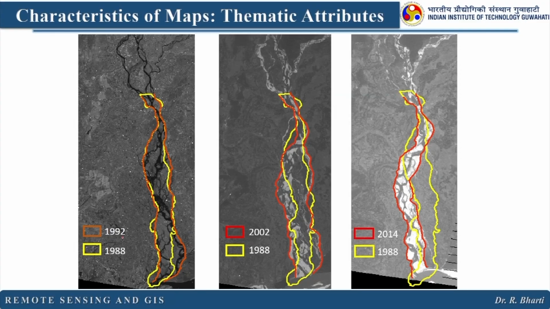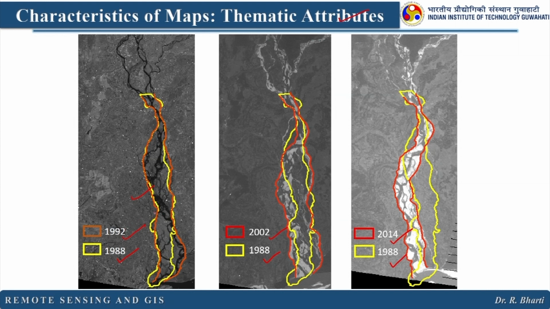In the next example, we have these 3 maps, and you can see in 1992 and 1988 how this river was behaving, whereas in 2002 and 1988 how it is behaving, and with respect to 1988 in 2014 how it has changed its course. This basically explains how this particular river is meandering. Here again it explains the theme. This is related to hydrogeomorphic problems.